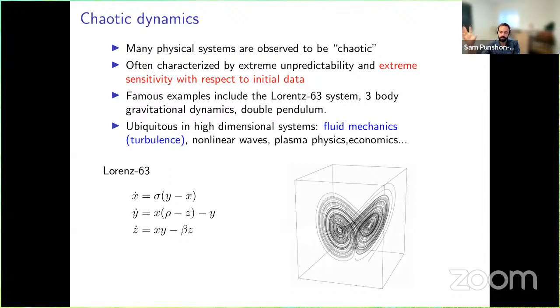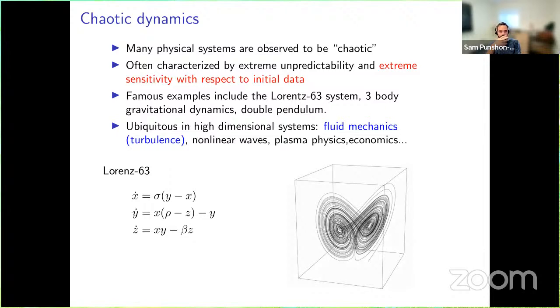So let's start. I'll keep it slow in case people are still rolling in here. I'm very interested in studying chaotic dynamics, and many systems are observed to be chaotic physically. What does chaos mean? It's not a super well-defined concept, but in general, it's characterized by extreme unpredictability or extreme sensitivity with respect to initial data, making any long-term predictions very hard. So it's a very unstable type of system.